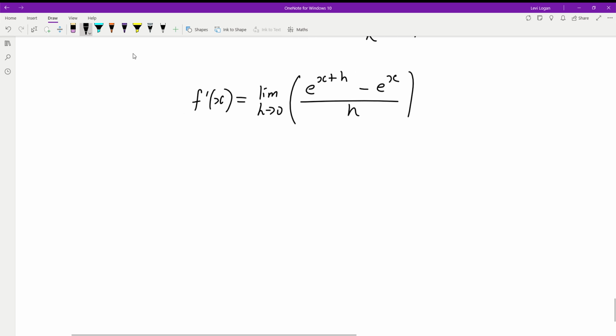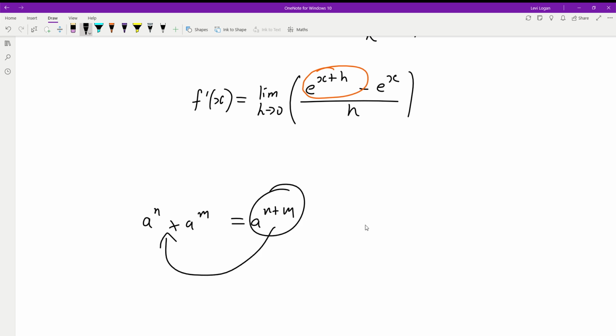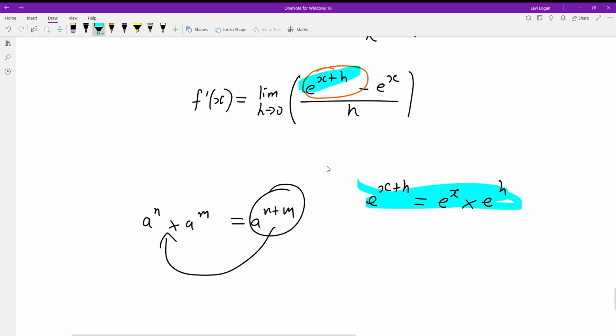Now, there's something we can do before we factor anything out. We can change how this looks. So if we recall our index laws, if we have a to the n times a to the m, so if we have two numbers that are the same base, we can add their powers together if they're being multiplied. But we can do the reverse. If we have this expression, we can rewrite it like this. So in other words, e to the x plus h is the same as e to the x times e to the h. So we're just doing the reverse pretty much, which is what we're going to do in pretty much our expression up there.